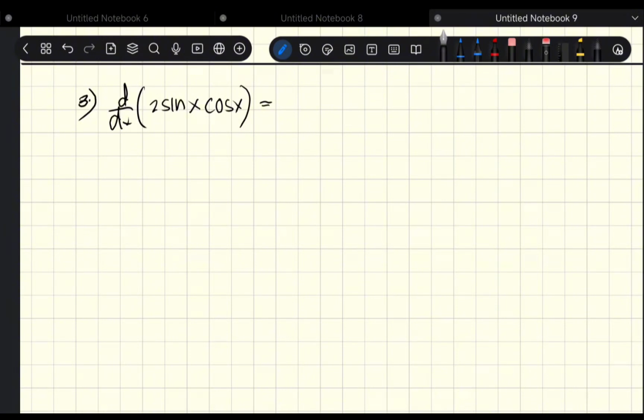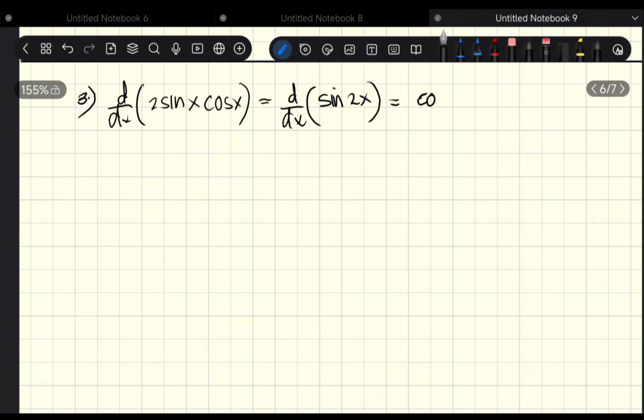Example number 3, the derivative of 2 sine x cosine x. That is derivative of what? That is double angle identities. So this is equal to sine 2x. The derivative of sine 2x, we use chain rule, so that is cosine 2x. Chain rule, the derivative of this is 2. So that is equal to 2 cosine 2x.